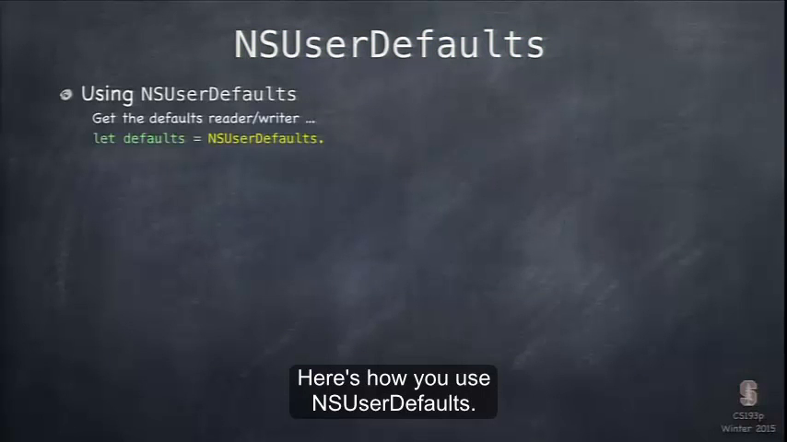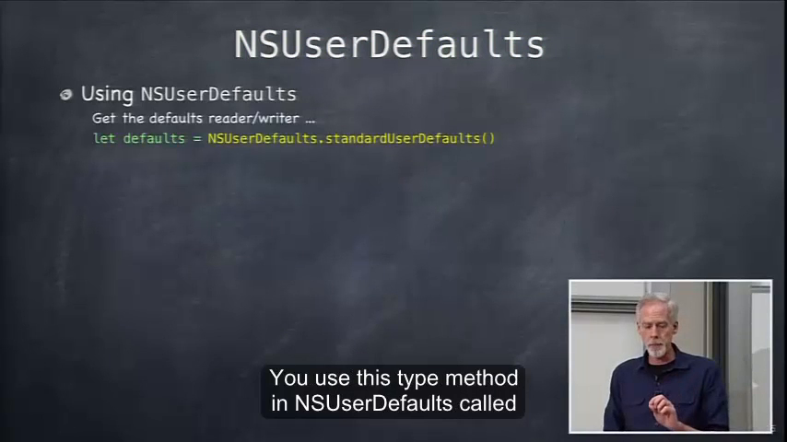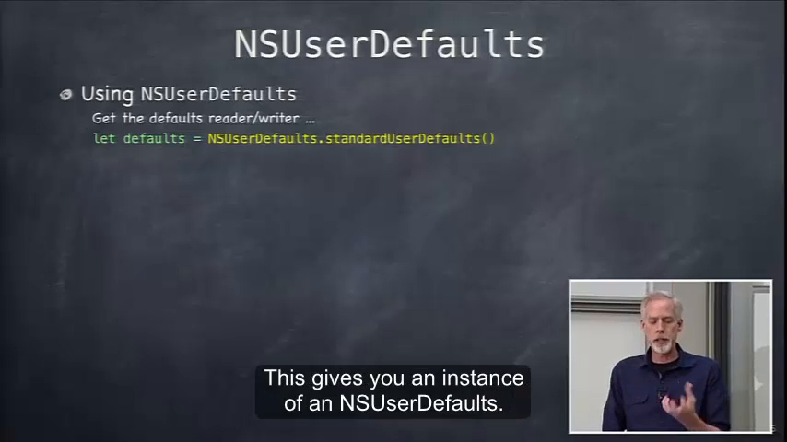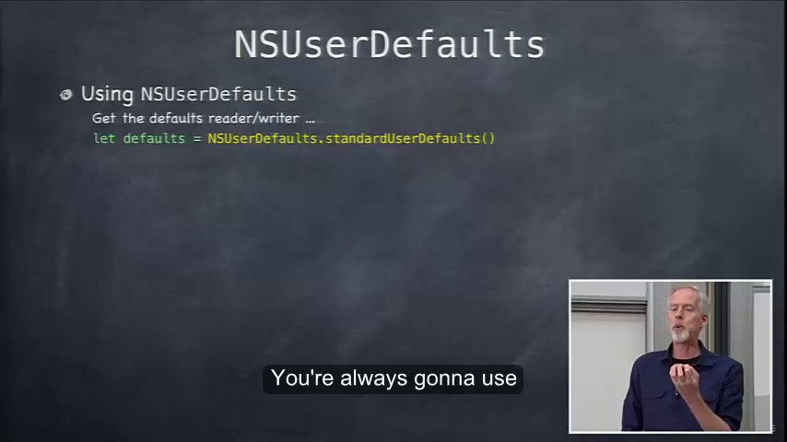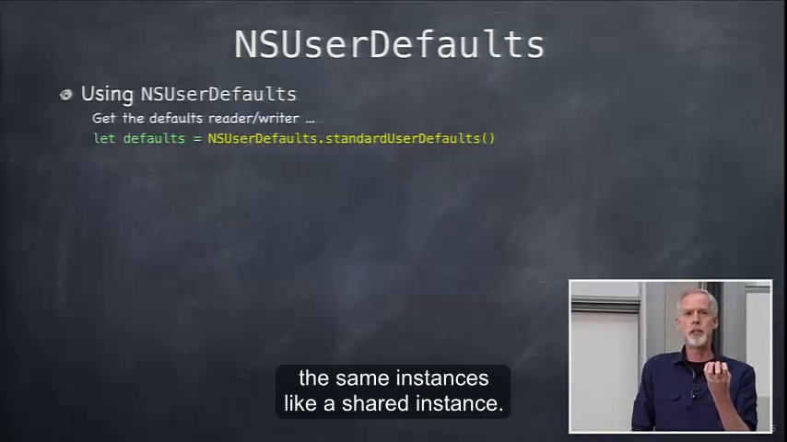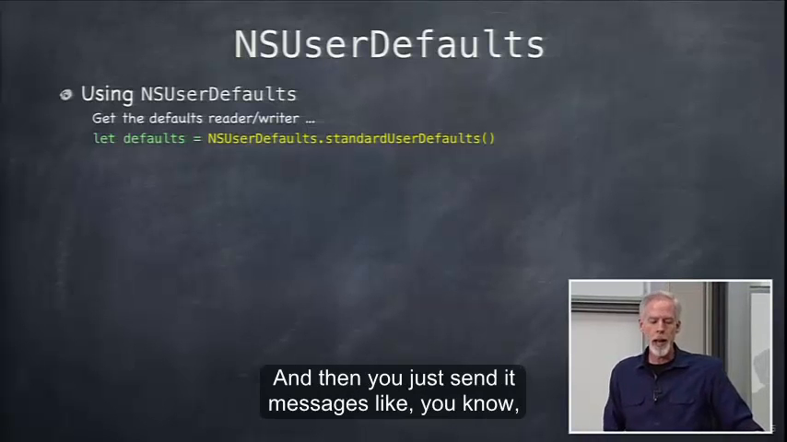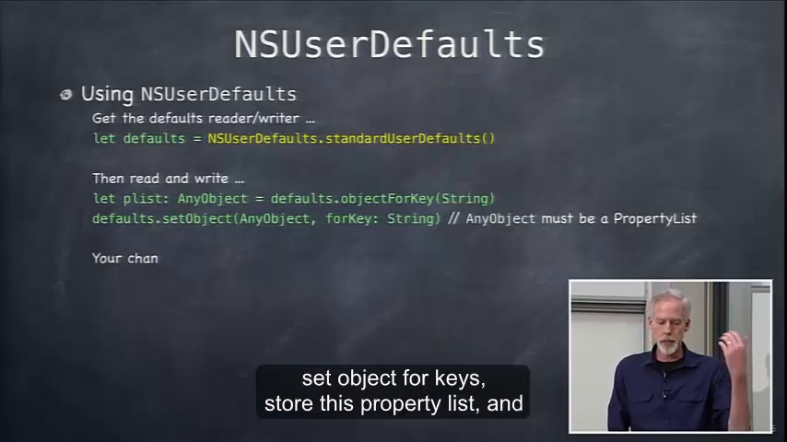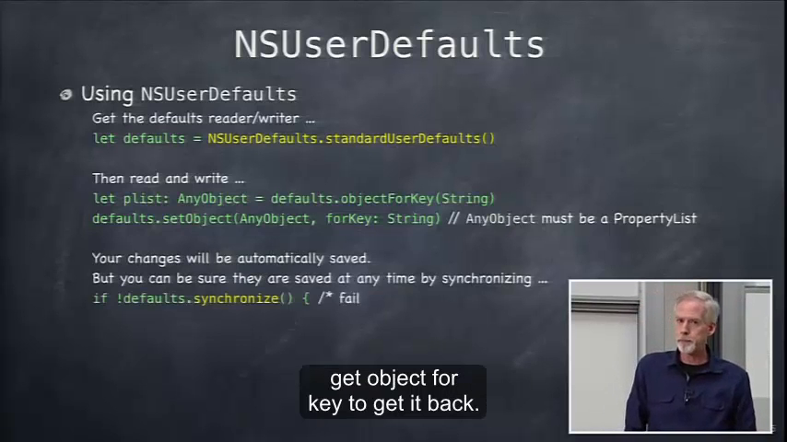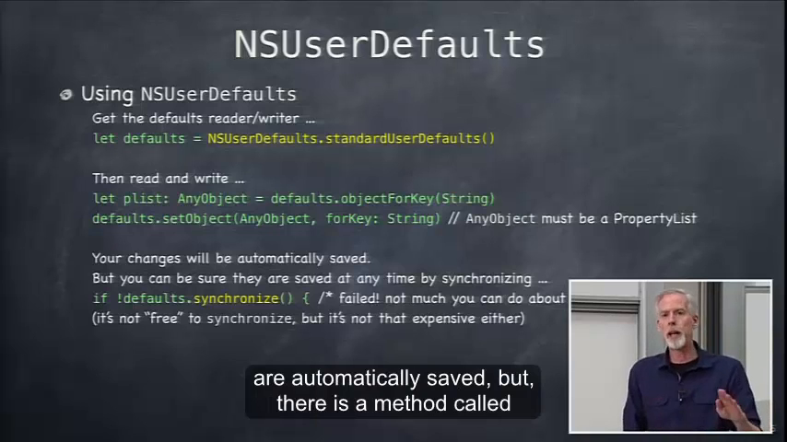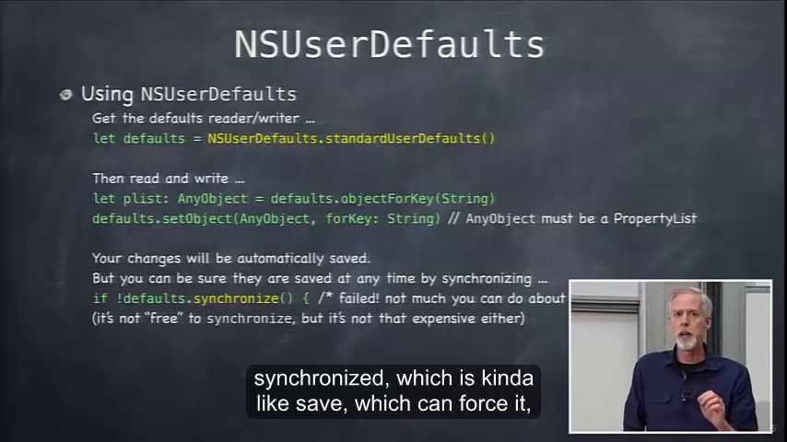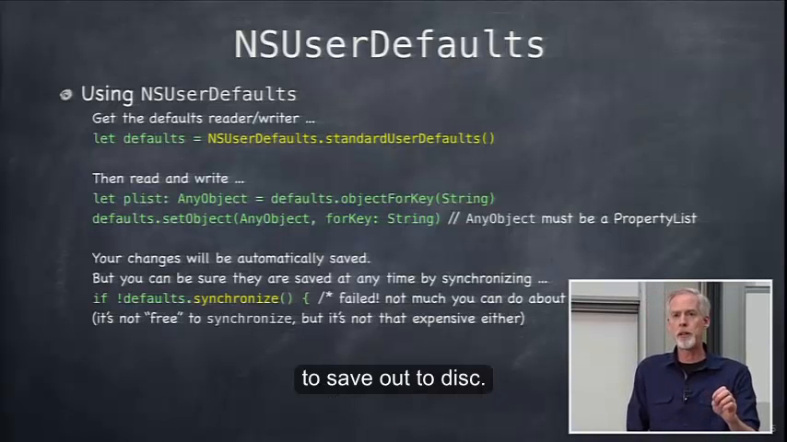Here's how you use NSUserDefaults. You use this type method in NSUserDefaults called standardUserDefaults. This gives you an instance of an NSUserDefaults. You're always going to use this same instance. It's like a shared instance. And then you just send it messages like setObject:forKey: to store this property list, and objectForKey: to get it back. Now, the changes you make in there are automatically saved, but there is a method called synchronize, which is kind of like save, which can force it to save out to disk.